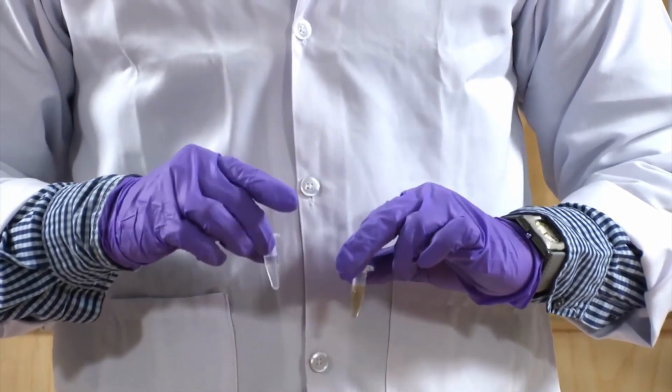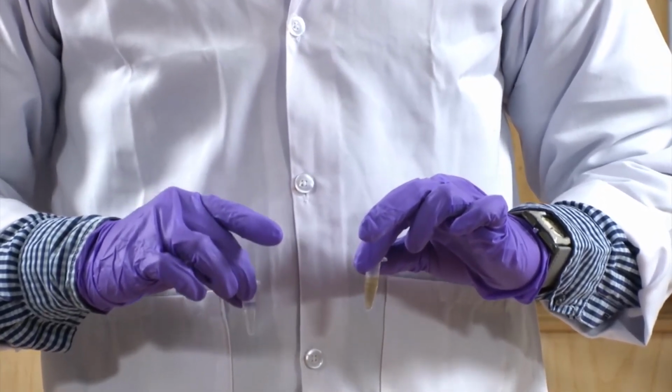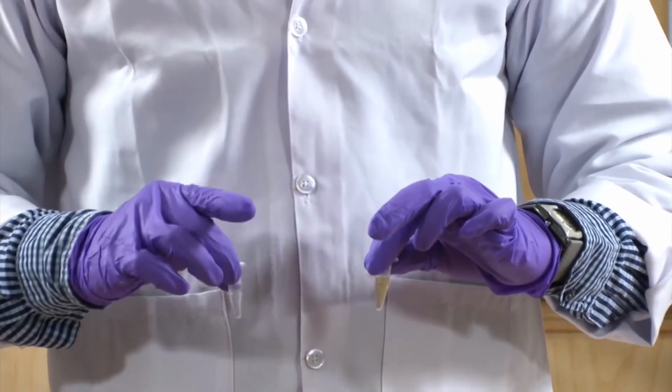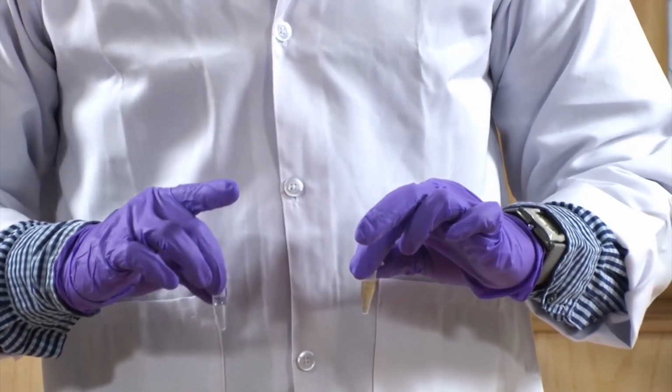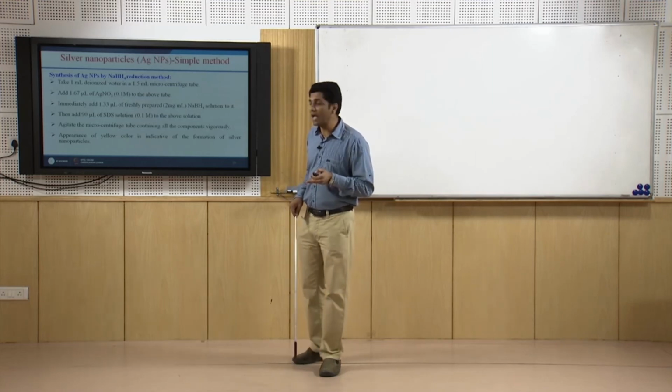The other tube where I didn't add the reducing agent, it is transparent. That means the silver nanoparticle is formed in the solution where we added reducing agent. In the other tube, where there is no reducing agent, there is no formation of silver nanoparticle. Hope you understood the experiment, how we can make nanoparticles in the lab.